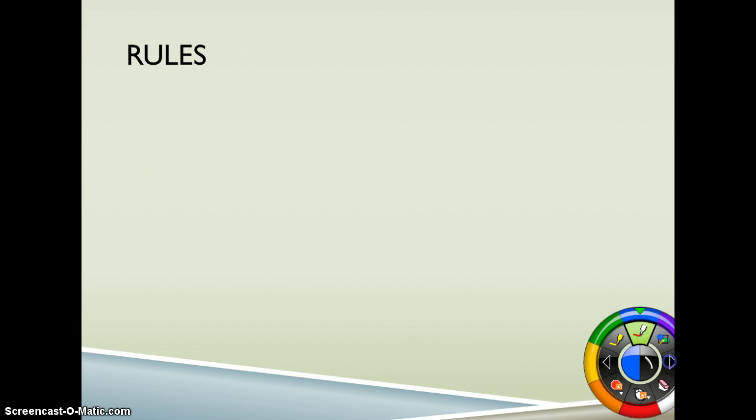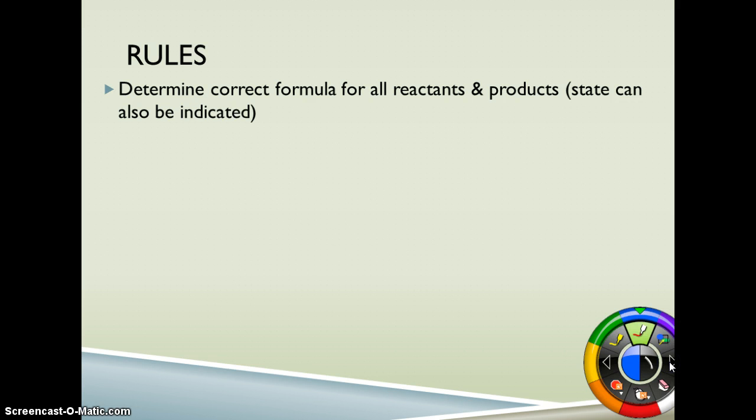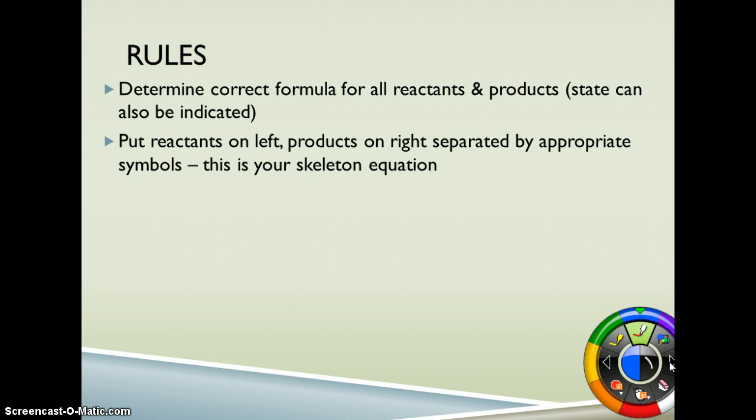So, rules for balancing. You first need to make sure your formula is correct for all of your reactants and products. This is where you could also state your state of matter: solid, liquid, gas, aqueous. You're going to put the reactants on the left, put the products on the right, separated by the appropriate symbol. This will be your skeleton equation. Most of the worksheets that we'll get will be done up to this point for us. There are some where you're going to have to figure out the products, but you'll always be given a reactant.